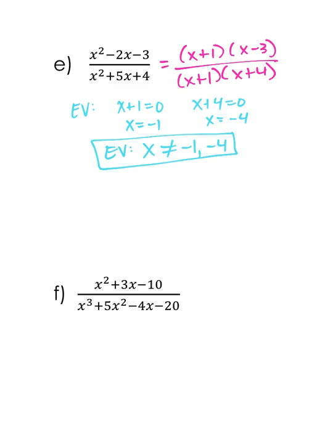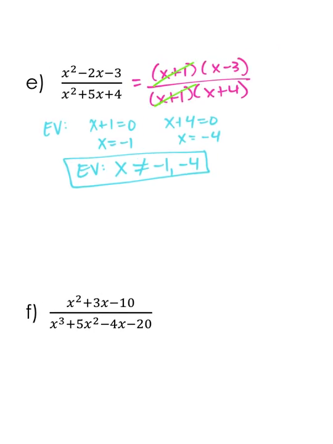Then to simplify, there's an x plus 1 on the top and the bottom. So those cancel out. And that will leave me with x minus 3 on the top, x plus 4 on the bottom. Once again, you cannot cancel out the x's. This does not become negative 3 over 4. This is a complete expression on the top and a complete expression on the bottom.